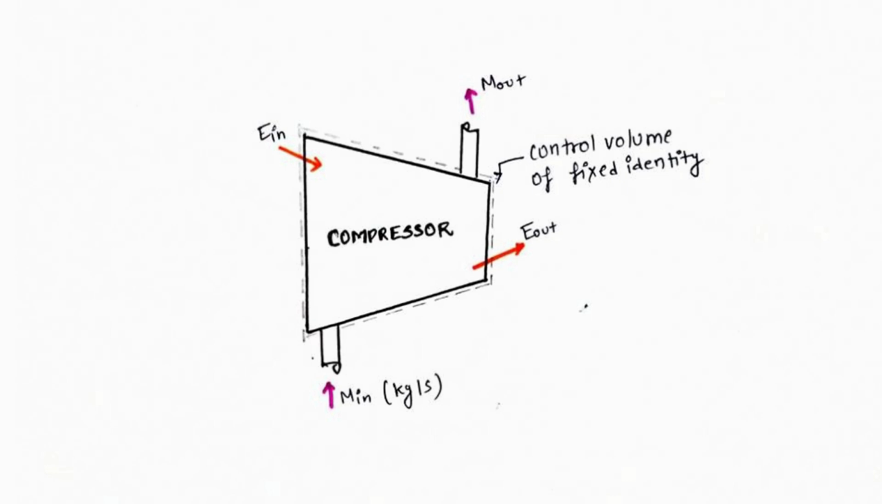So we have understood the types of thermodynamic systems, closed, open, and isolated, and we also understood the system approaches, that is control mass and control volume.